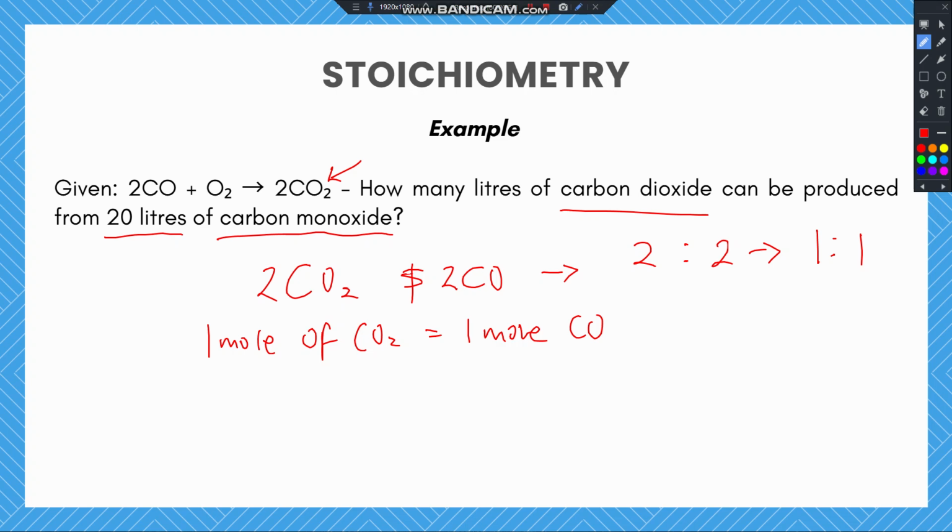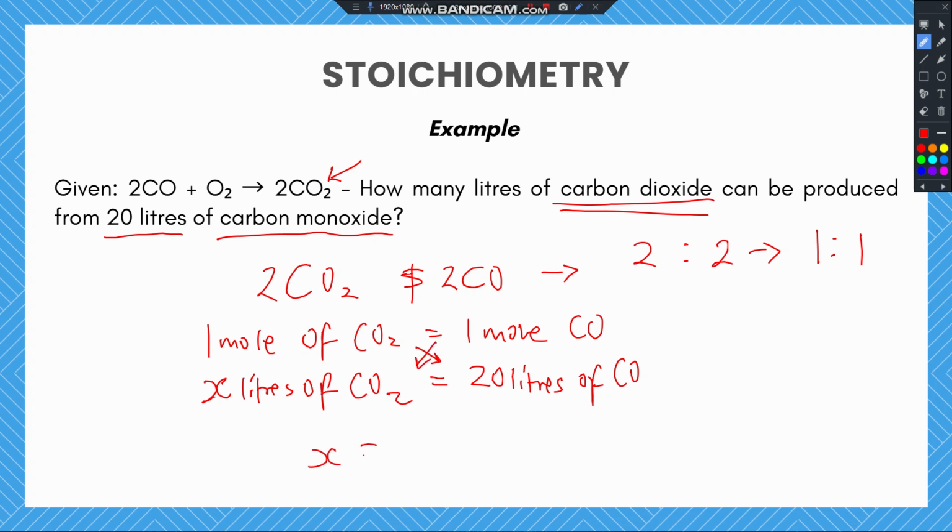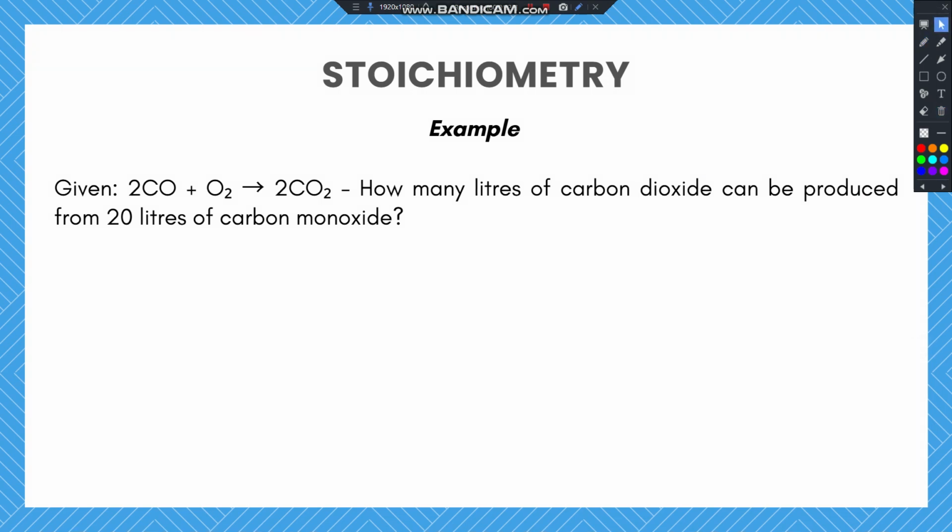And the question says how many liters of carbon dioxide, so X liters of carbon dioxide, CO2, can be produced by 20 liters of carbon monoxide, CO. So at this point, we cross multiply. X is equal to 20 times 1. This gives us 20 liters of carbon dioxide. So the answer to that question is 20 liters of carbon dioxide can be produced from 20 liters of carbon monoxide. Did you get that?